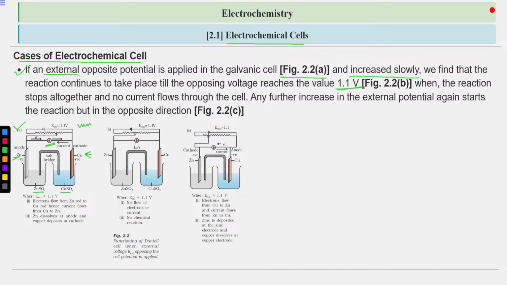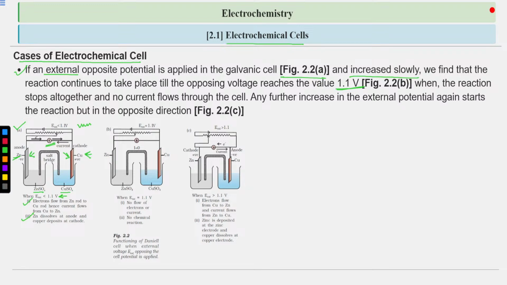Here it is given that when E external, the external opposite potential, is lesser than 1.1 volt, that means you are providing an external potential whose value is lesser than 1.1 volt. So what will happen? The electrons start to flow from the zinc rod to the copper rod. Hence the current will flow from the copper to the zinc in the opposite way. The zinc dissolves at the anode and the copper is deposited at the cathode.